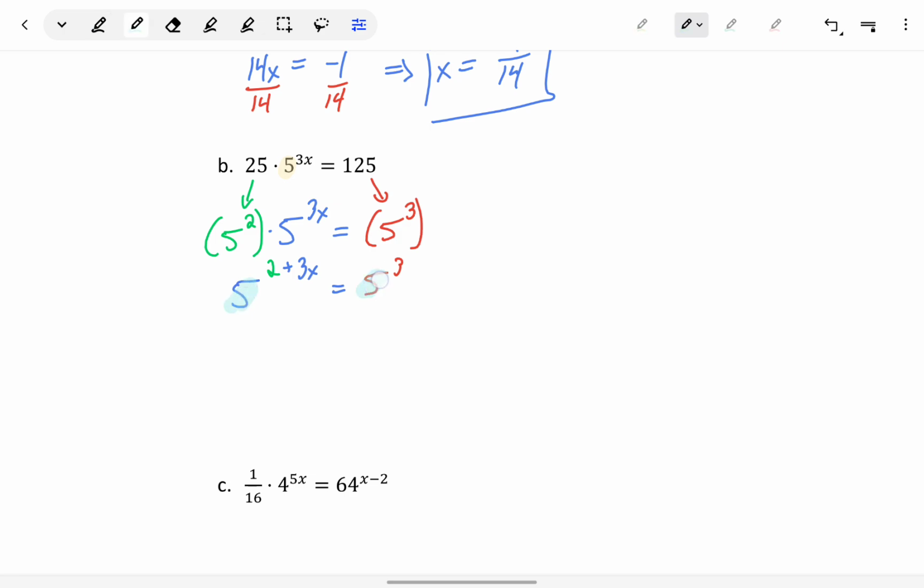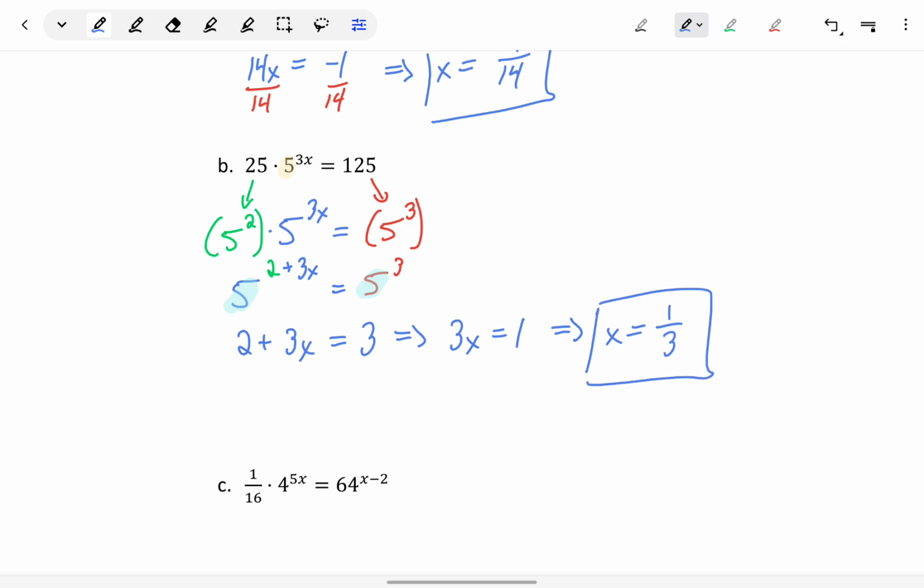Now our bases are the same, which means we can take advantage of that property and rewrite this as 2 plus 3x is equal to 3, or look at solving this equation. To do that, we'll subtract 2 from both sides to get 3x is equal to 1, and then dividing both sides by 3 will give us x equals 1/3. So when x equals 1/3, that original equation is true.